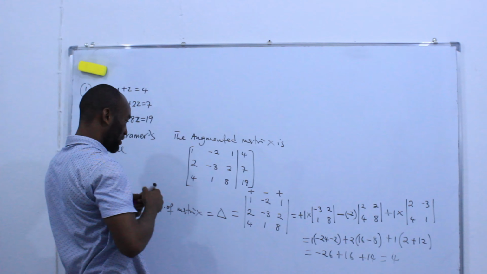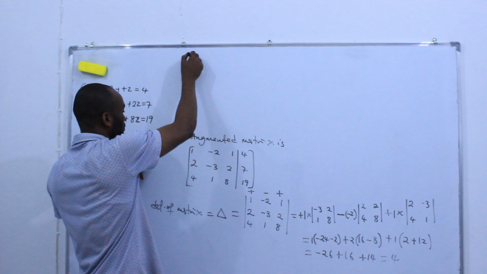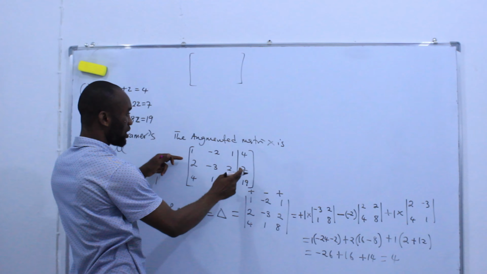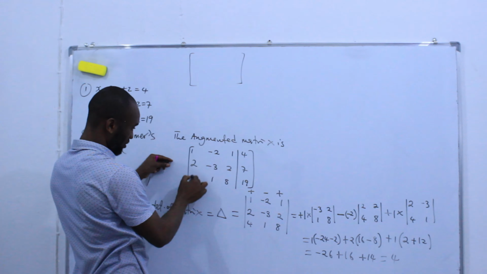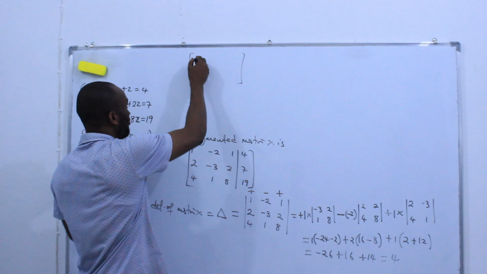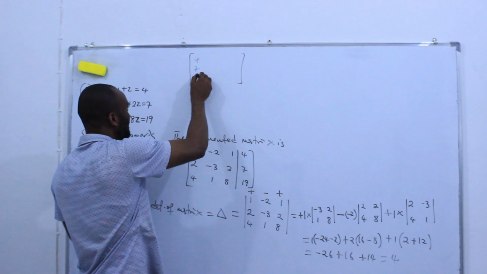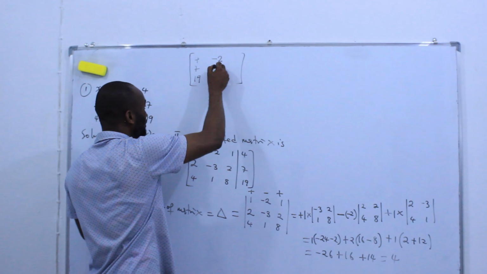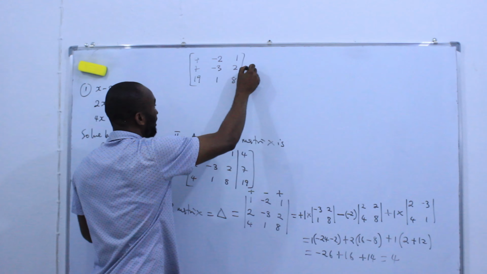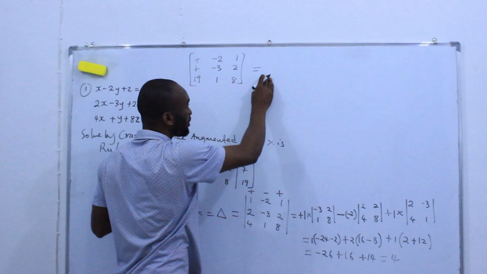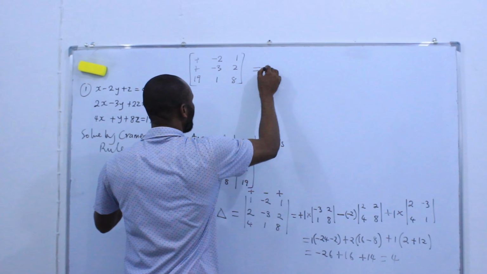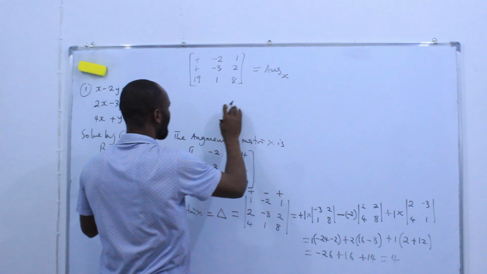Now let's get the determinant of the augmented matrix. If I replace this column with these vectors, 4, 7, 19, it's called the augmented matrix for X. This is called the augmented matrix for X.